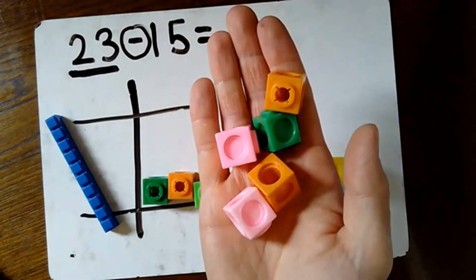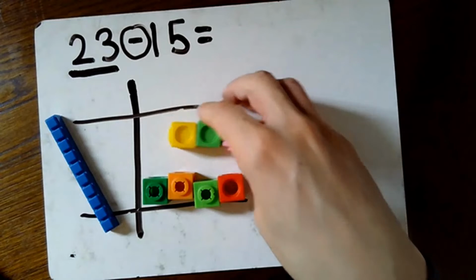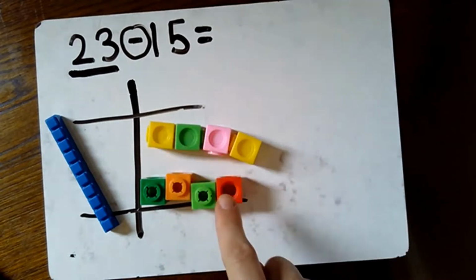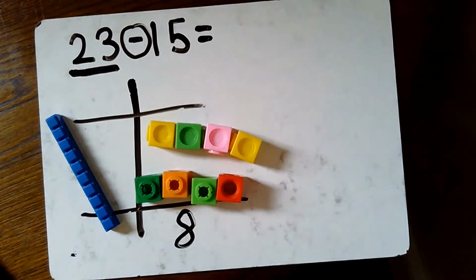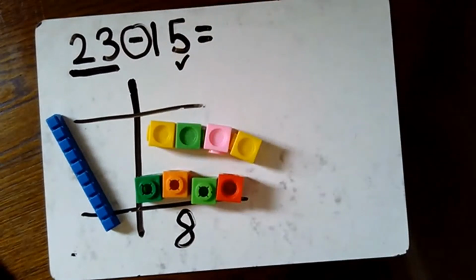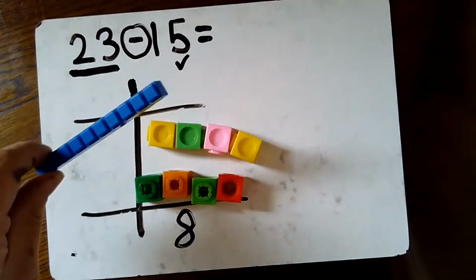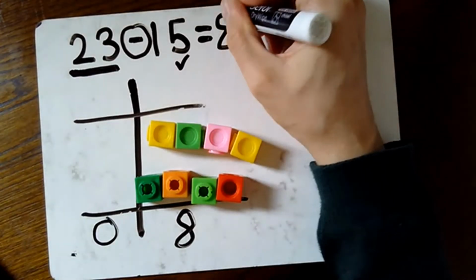I've subtracted 5 ones. How many ones do I have in my ones place value? I have 1, 2, 3, 4, 5, 6, 7, 8. I have 8 ones. So now I have subtracted the ones, but I still must subtract the tens. I need to subtract 1 ten. How many tens do I have left? I have 0. Therefore, the answer to 23 subtract 15 is 8.